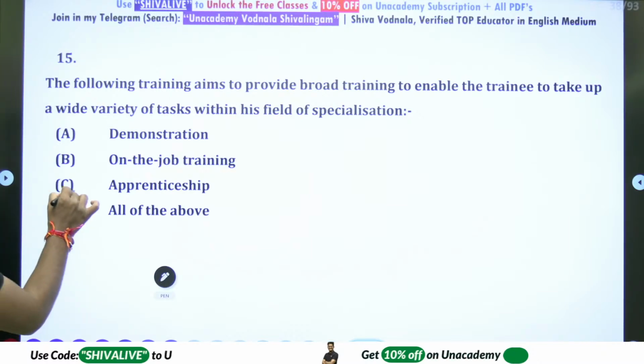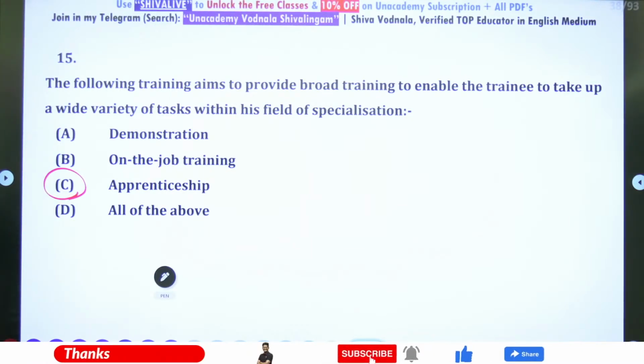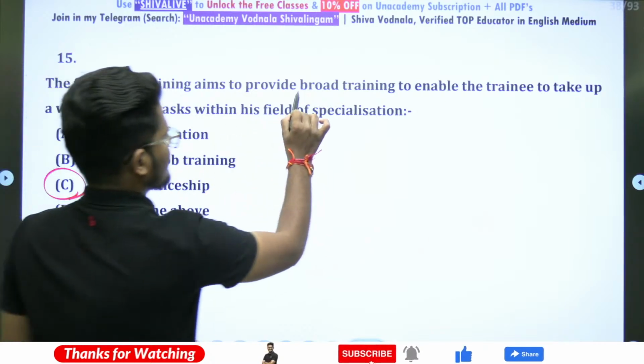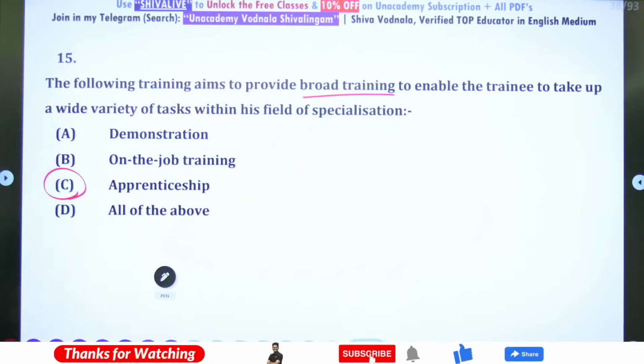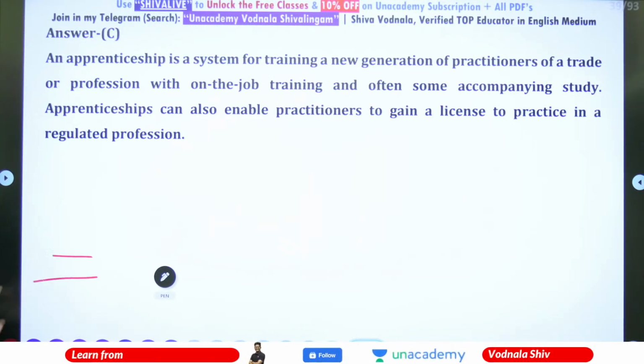Option C is the given answer, apprenticeship. Option C is the correct answer, apprenticeship. So here the training aims to provide broad training to enable the trainee to take up a wide variety of tasks within his field of specialization, which is an apprenticeship. So option C is the given answer.